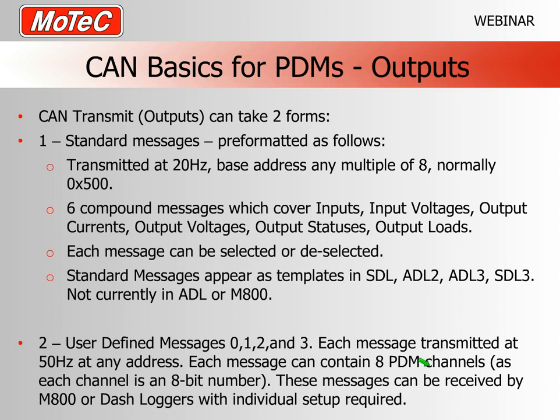Now these messages are transmitted as compound messages, and there are six of them, and they can individually be selected or deselected. So what those messages cover are our input statuses, our input voltages, our output currents, our output voltages, our output statuses, and our output loads. And in addition, the input status message includes basic information about the PDM, such as battery voltage and internal temperature, just other monitoring information that you might like to see. So these messages can be selected individually. Whether you need all of them is a question of what you're trying to do with your other devices. However, if you're using these messages, for example, to log information, it's well worth logging most of these messages.